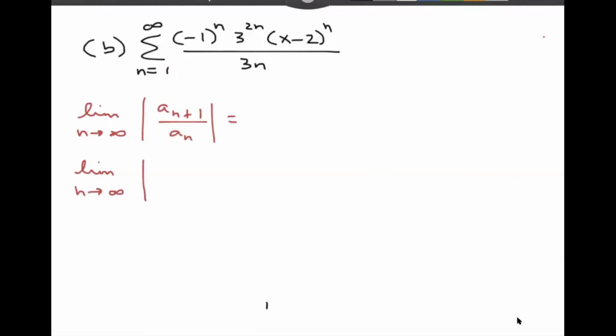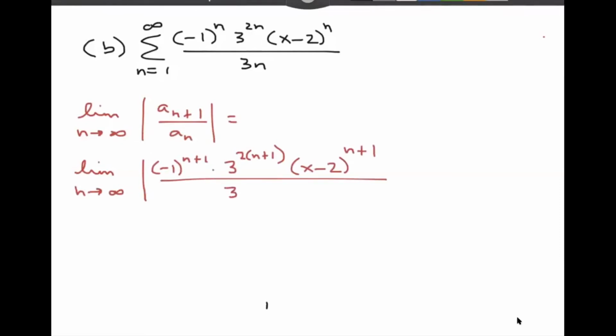All right, a sub n plus 1 is (-1) to the n plus 1 times 3 to the 2 times (n plus 1). Remember, you have to be careful there. Times (x minus 2) to the n plus 1 all over 3 times (n plus 1). All right, divided by a sub n, which means multiplied by the reciprocal. So that's going to be 3n over (-1) to the n times 3 to the 2n times (x minus 2) to the n.